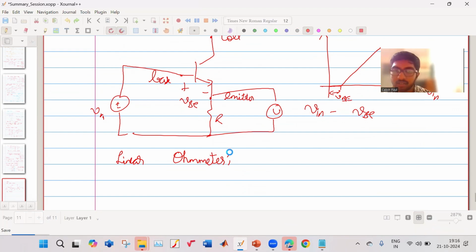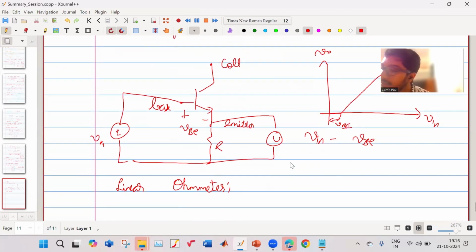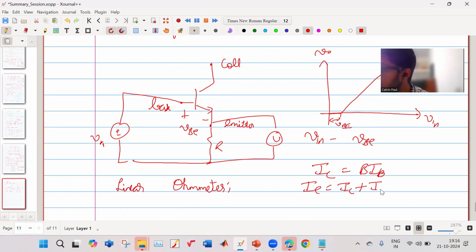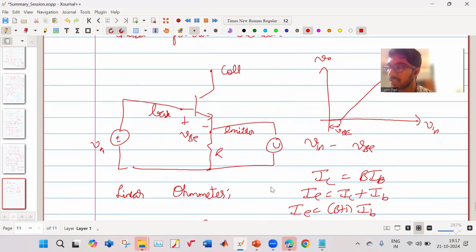Basically you have to know the fundamentals of the BJT. We know that the collector current is beta times IB, and your emitter current is IC plus IB, so the emitter current is (beta plus 1) times IB. You also have to know that your VBE will be equal to 0.7 volt, and what the range is, etc.